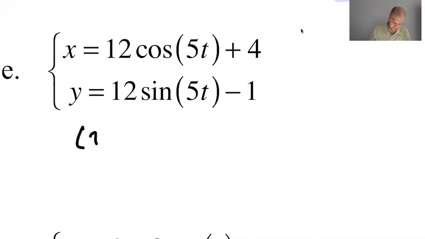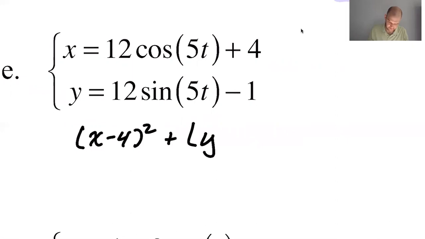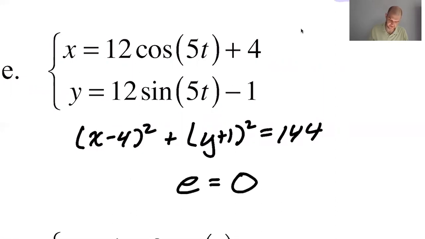So let's do x minus 4 squared over 12 squared, and then plus y plus 1 squared over 12 squared equals 1. It's not really how you write circles, though. So I'm going to write x minus 4 squared plus y plus 1 squared equals 144. Since this is a circle, we know the eccentricity is 0. That's good. Got that one out of the way.